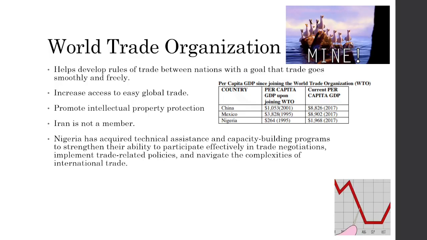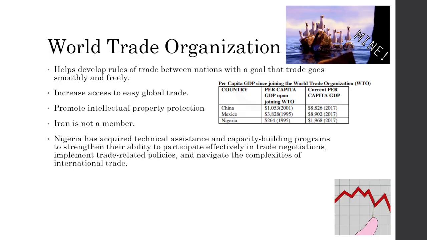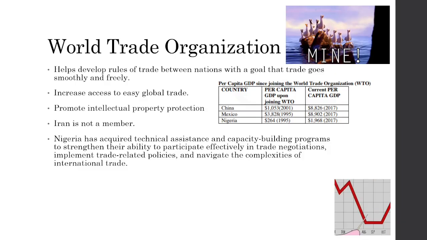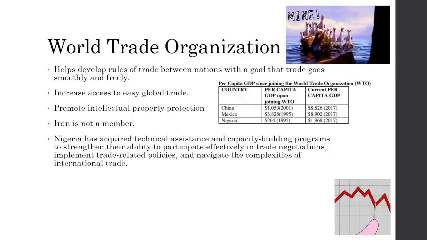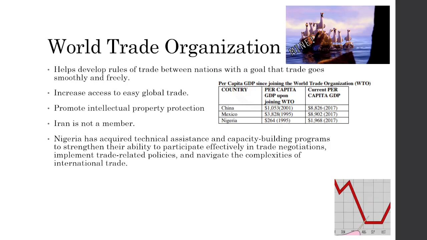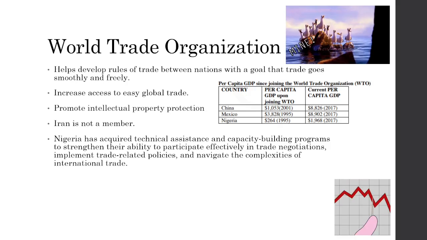Nigeria has acquired technical assistance and capacity building programs through the World Trade Organization, and this allows them to participate effectively in trade negotiations to sell and import products, as well as implement trade-related policies such as custom duties and navigate the complexities of international trade, because it's a pretty big and competitive business.